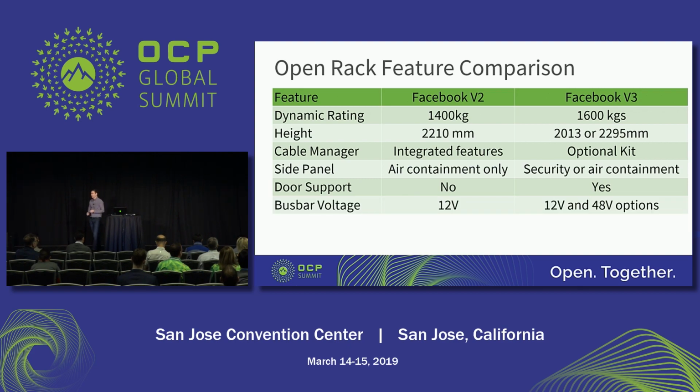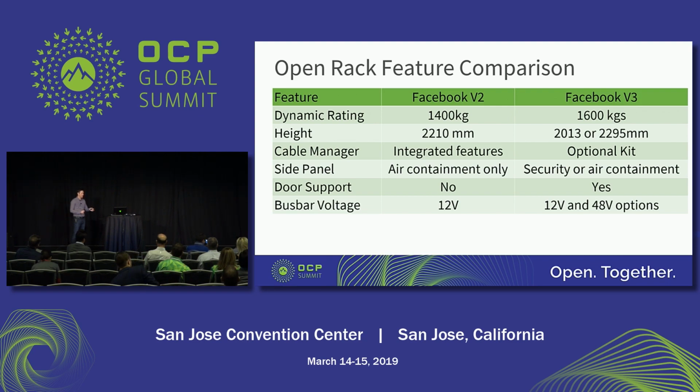So next is bus bar voltages. Again, when we started V1 and V2, we only had 12 volt as an option. Since then, 2 years ago, when working with Google, we integrated a 48 volt option for the bus bar into the generic OpenRack specification. So we will also be enabling both the 12 volt and the 48 volt in the OpenRack V3 frame for Facebook.